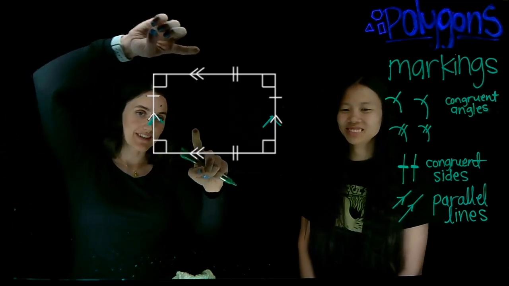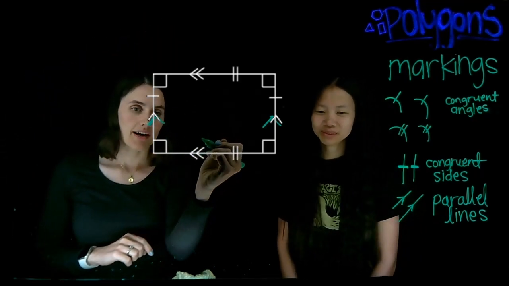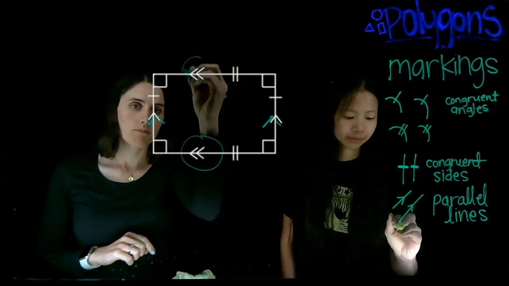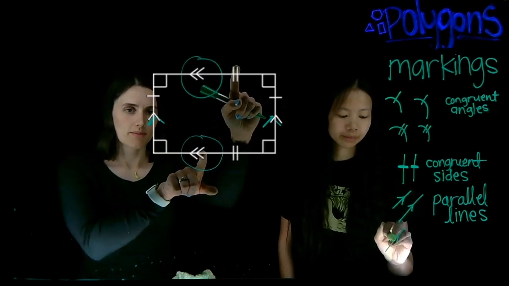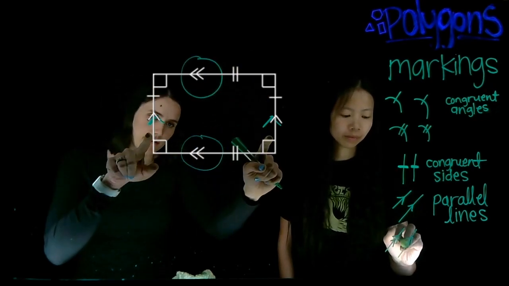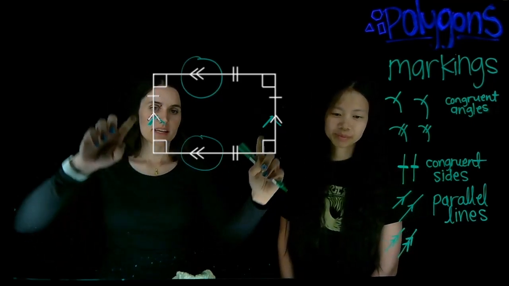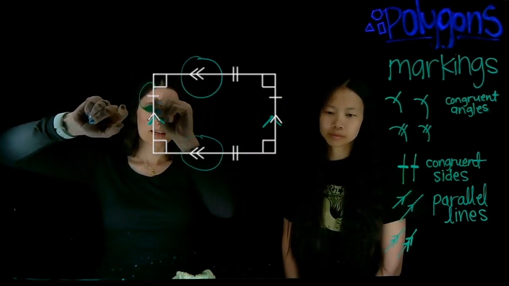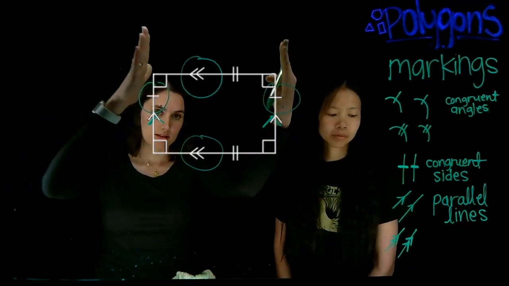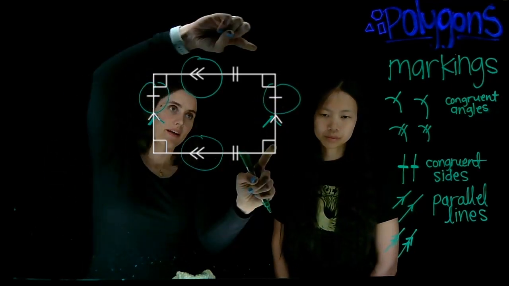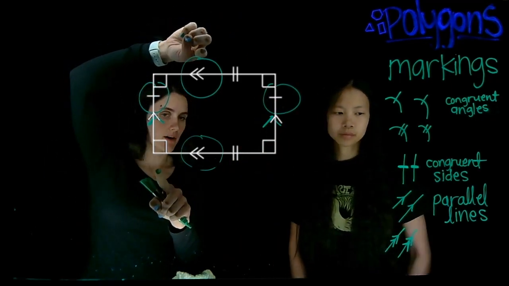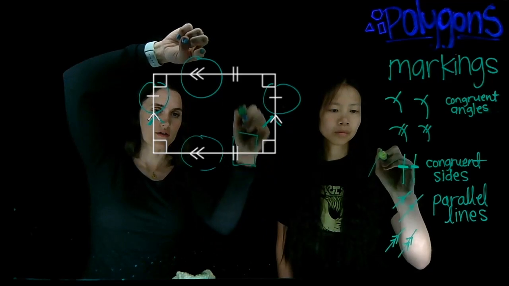And then we come over to these two lines, and they have two arrows. And so this still means parallel, but it just lets us know that these two lines are parallel to each other, and then these two lines are parallel to each other. And then we'll come over to our side markings. We see here that this side has one tick mark, and this side has one tick mark. So these two sides must be the same length. And then the top and the bottom have two tick marks. So this tells us that they are congruent to each other.